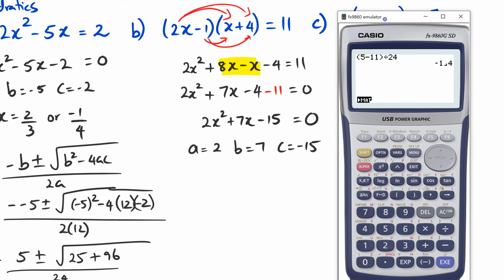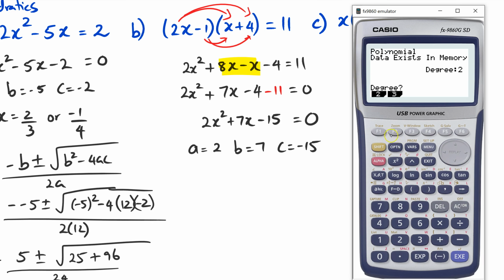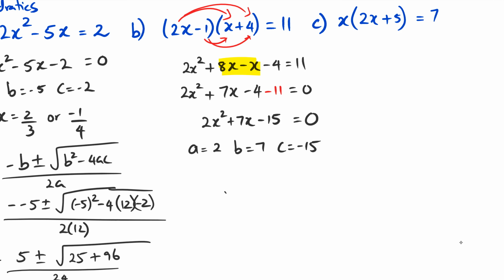So going into my graphics calculator here. Punch in those numbers. You got 2, 7, and negative 15. So there's my two answers. I've got 1.5 and negative 5. But I'm going to show you guys how to do it using the quadratic formula as well.